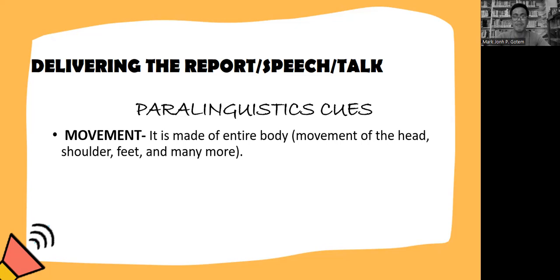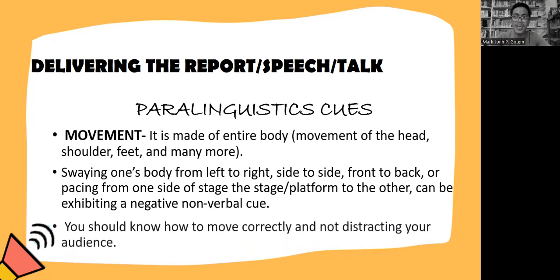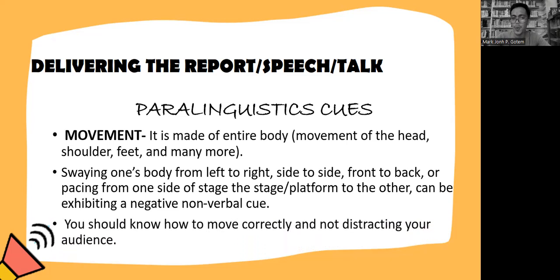Any part of your body, your head, shoulder, or feet. Swaying one's body from left to right, side to side, front to back, or pacing from one side of the stage or platform to the other can be exhibiting a negative nonverbal cue. It becomes very noticeable. Avoid that, and you should know how to move correctly and not distract your audience.